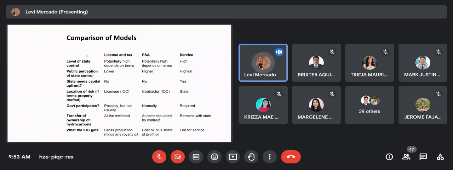Okay, so ito yung sinasabi ko kanina. So comparison of models between license and tax, PSA, and service. So sa level of state control, potentially high. And sa PSA, ganun din. And service contract, high din. But ano naman yung makukuha ng mga IOCs o international oil companies dyan? Sa licensing and tax, net profit. Ano? Sa under PSA, yung cost of oil and gas. So, dito, more on monetary related siya. Ano? And sa service, of course, fee of service.